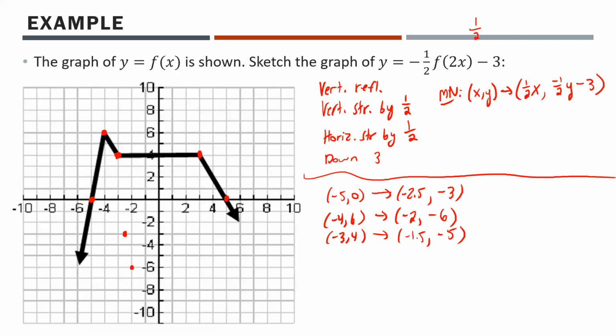So we have negative 1.5 and then negative 5. That's kind of a strange point, but I'll plot it. That was that guy right there.